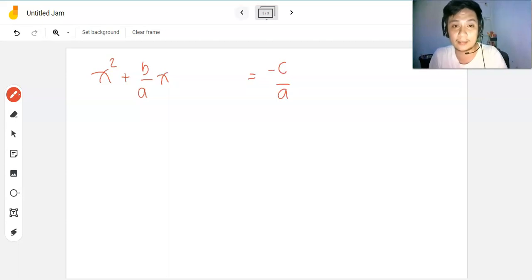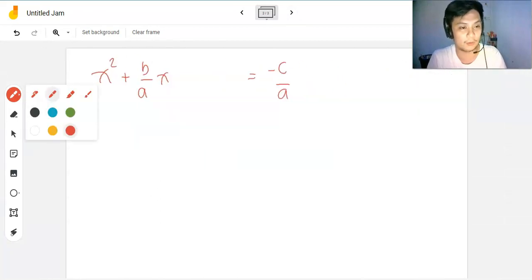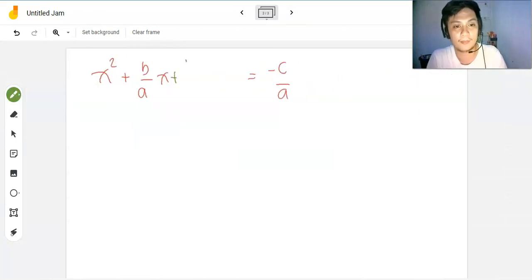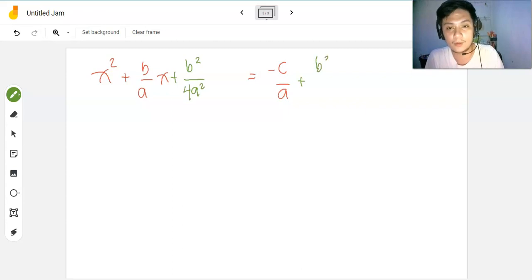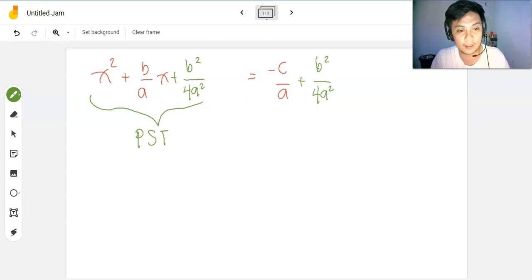At ano nga yung dapat nating i-add to the left and to the right side? B squared over 4a squared. So, ibahin ko yung kulay. So, plus b squared over 4a squared. Ganun din dito. B squared over 4a squared. Okay. So, ibig lang sabihin ito nasa left side is already a perfect square trinomial and it can be now expressed as a square of a binomial.